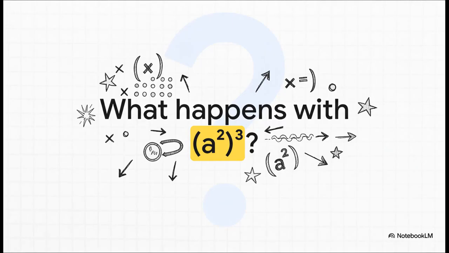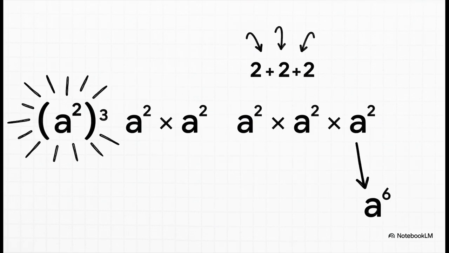Okay, check this out. We have a squared inside parentheses and a 3 on the outside. What are those parentheses telling us to do here? Well, that 3 on the outside is telling us to take everything inside the parentheses, the a squared, and multiply it by itself 3 times. So that gives us a squared times a squared times a squared. And hey, we already know how to solve this. This is just rule number 1. We just add the exponents, right? So 2 plus 2 plus 2 equals 6. Our answer is a to the power of 6.